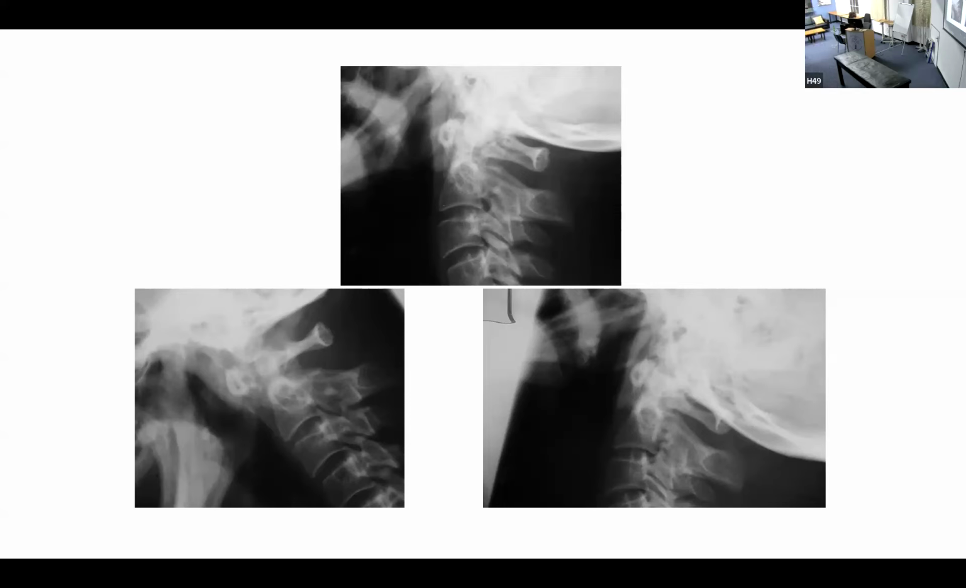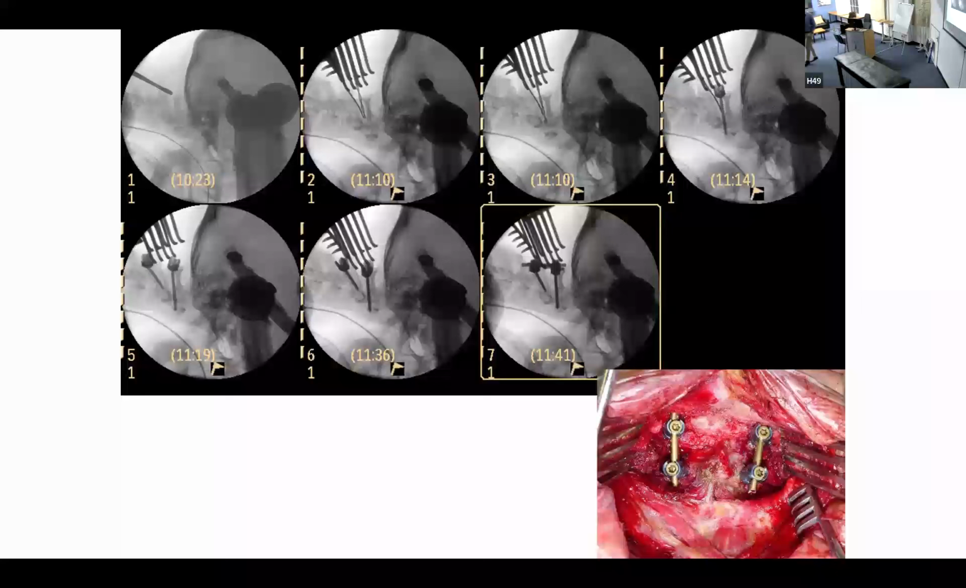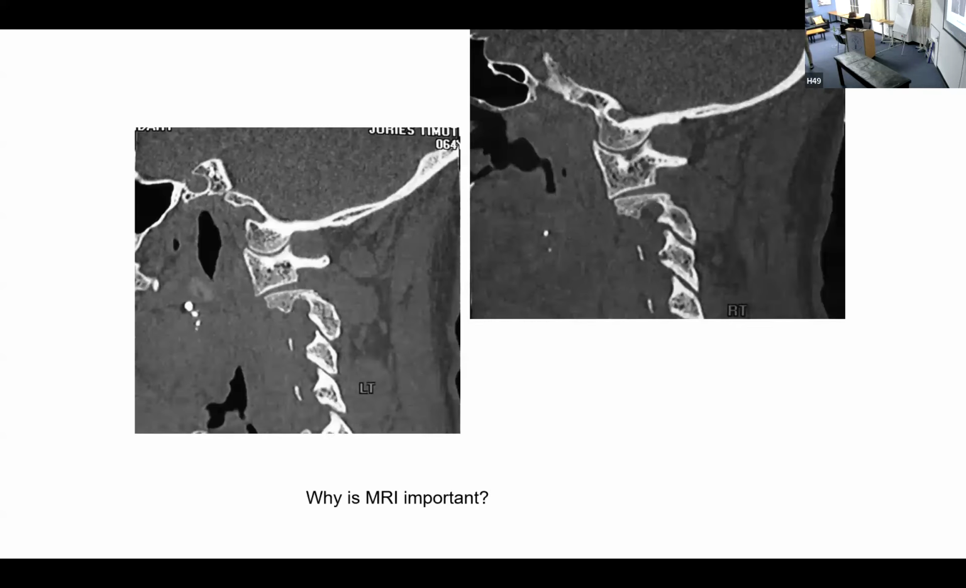I'm going to take a focused history and examine my patient. No, operate now. So either C1, C2 fusion. Okay, so you're going to do a fusion. Okay, well, that's silly. I don't know. That's why MRI.